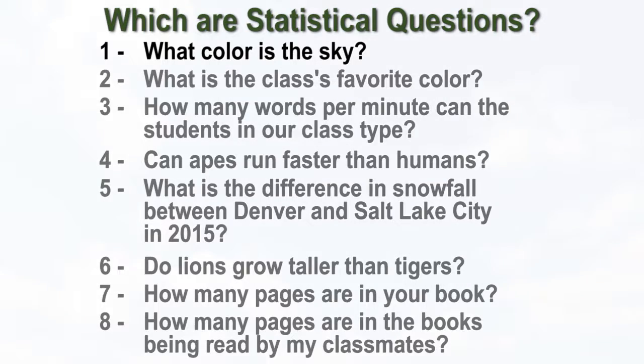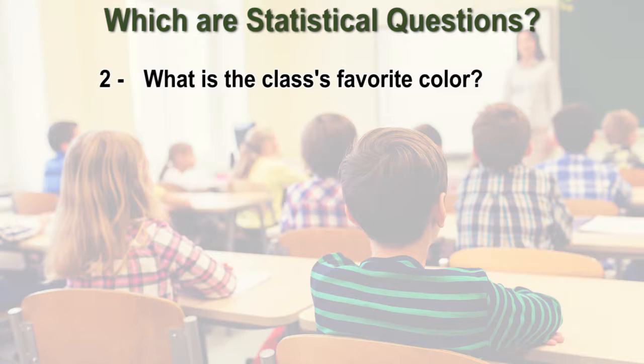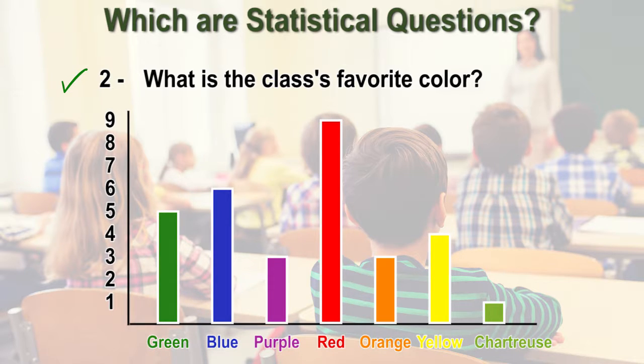What color is the sky? This question is not statistical because no data would be needed to be collected or analyzed. The answer can be found by just looking for one piece of information. There is no variability in the data. What is the class's favorite color? This is a statistical question because data could be collected to determine the favorite colors in the class. Then the data could be analyzed using a graph for the results to be interpreted.